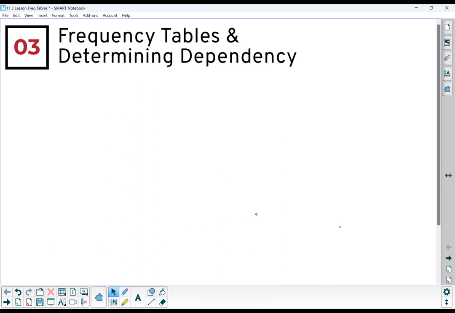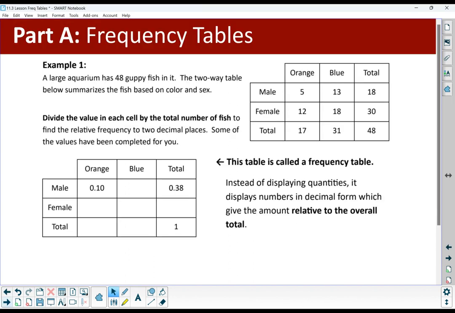Okay, so we've been working with two-way tables. This is a two-way table that tells us about a population of 48 guppy fish in an aquarium. Some of the fish are orange, some are blue, some are male, and some are female. So we've got all of our data right there.